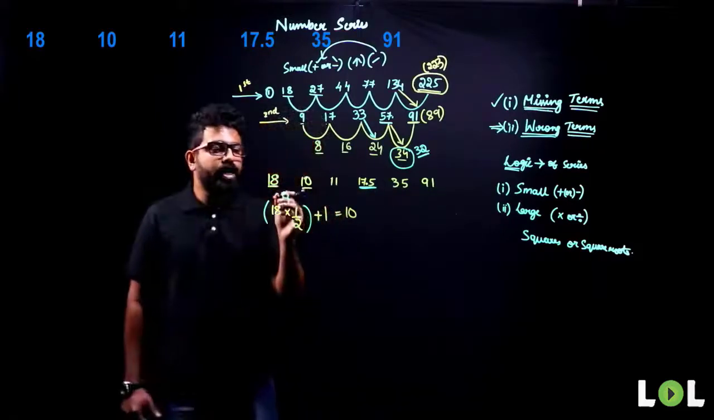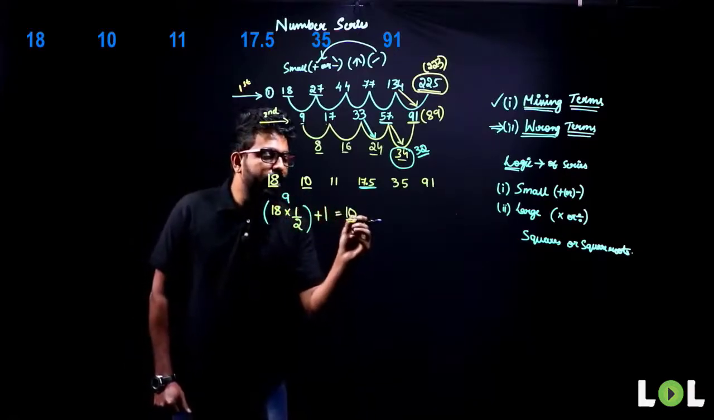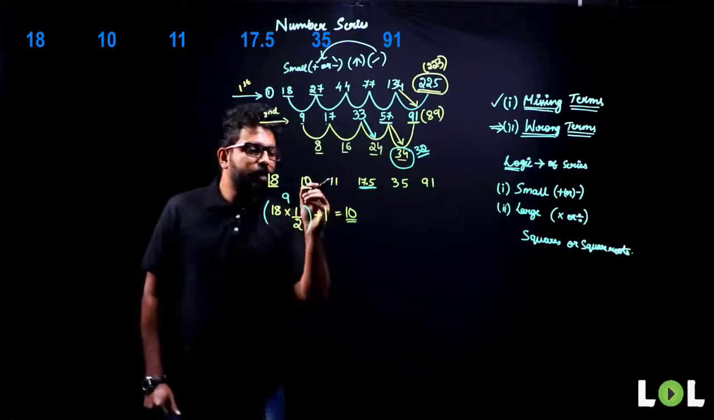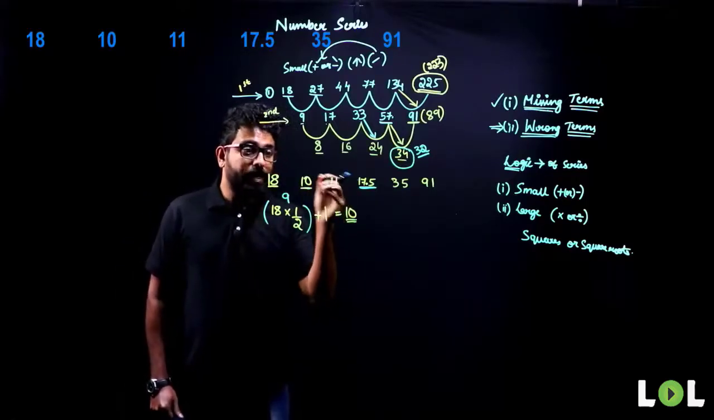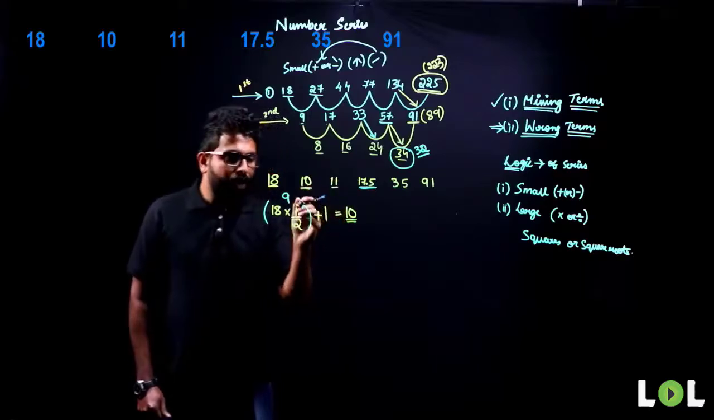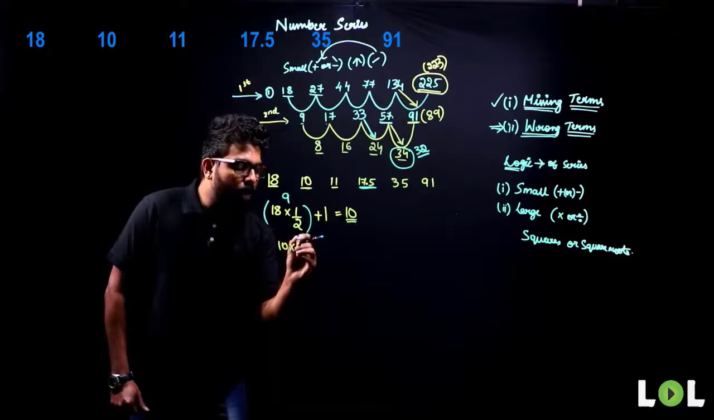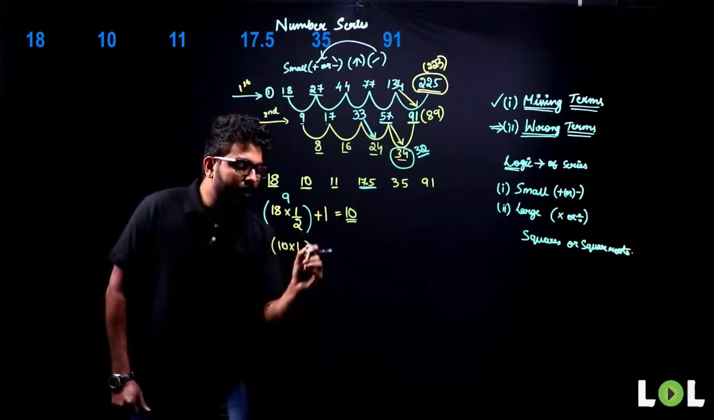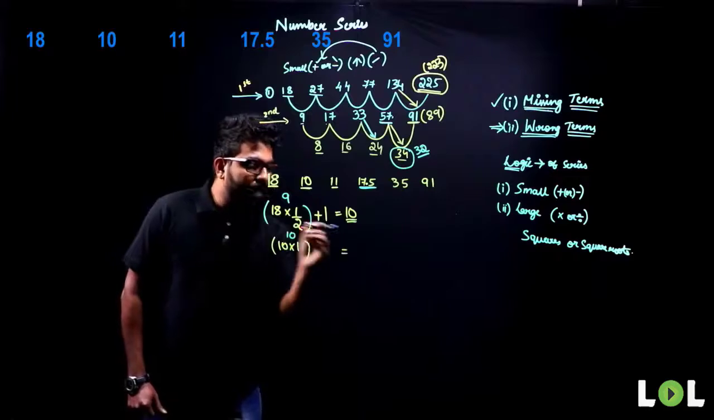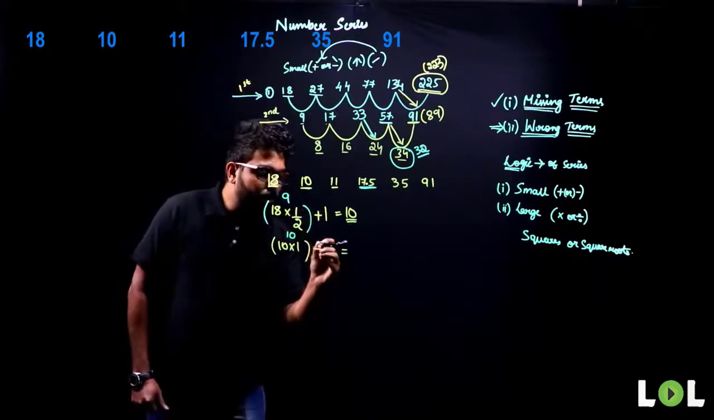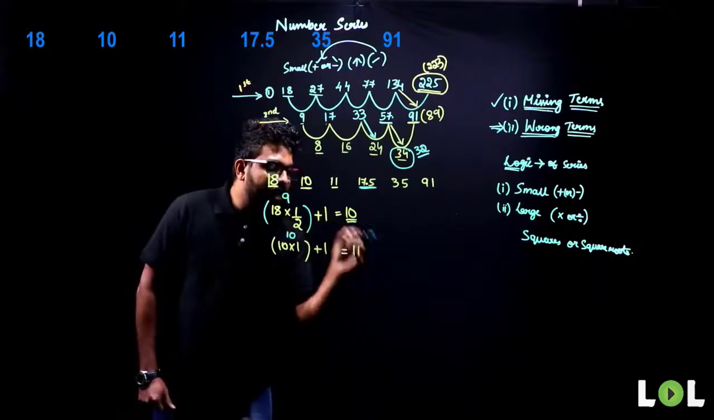So what did I do here? I multiplied 18 with 1 by 2 and added 1 and I got my 10 here. So similarly, I'm comparing my second term and the third term. 10 is close to 11. 10 itself is close to 11. So what do I need to multiply here? I need to multiply 10 with 1. I get 10 here. How can I go to 11 from 10? I need to add 1 to 10. If I add 1 to 10, what will be my answer here? It will be 11.